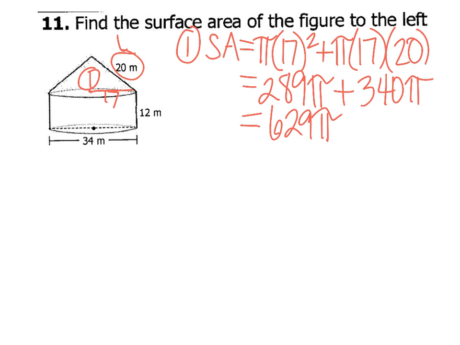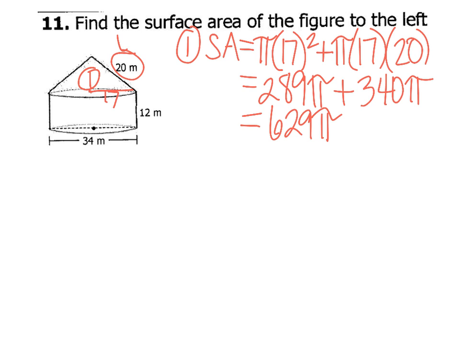Now we want to leave it in terms of pi until the very end, because if we find out what 629 pi is now and round it, we're not going to get an exact answer. So we want to leave it in terms of pi until the very end. So leave it as 629 pi is the surface area of our cone, figure 1.